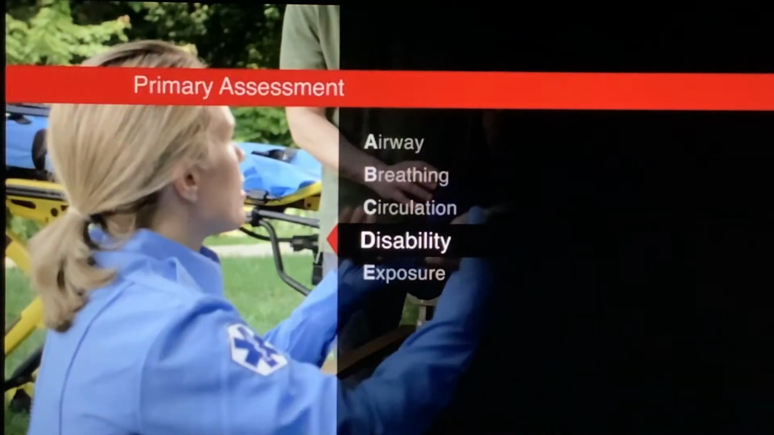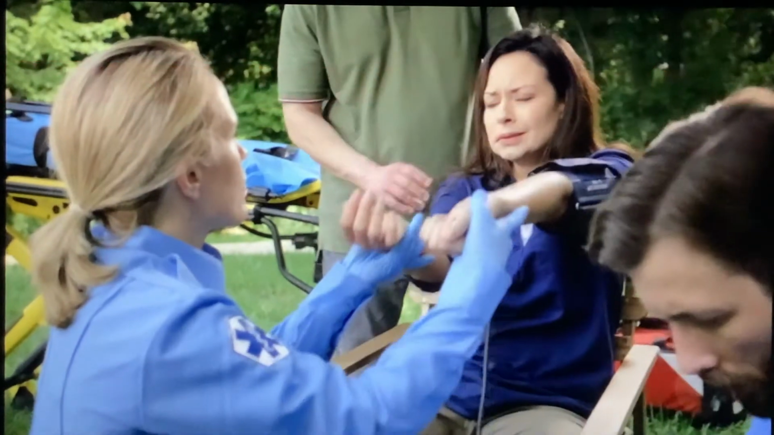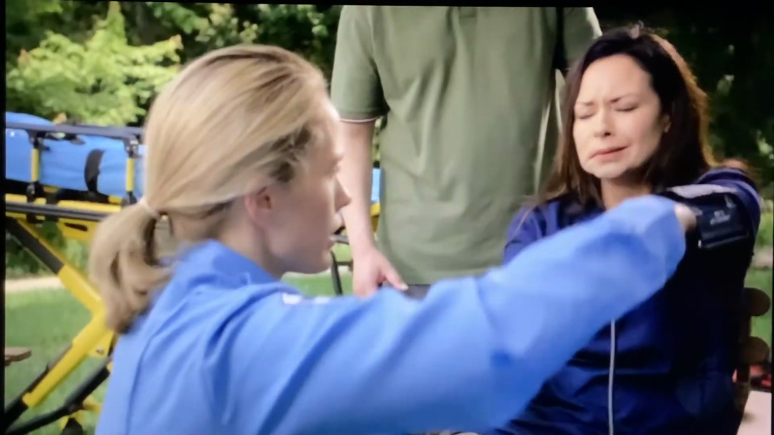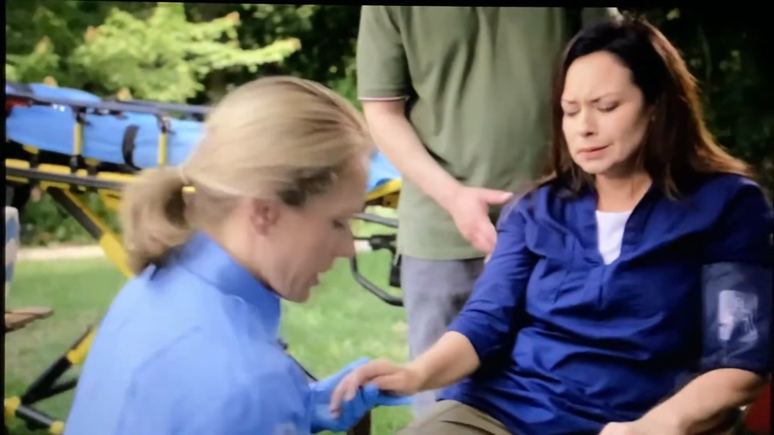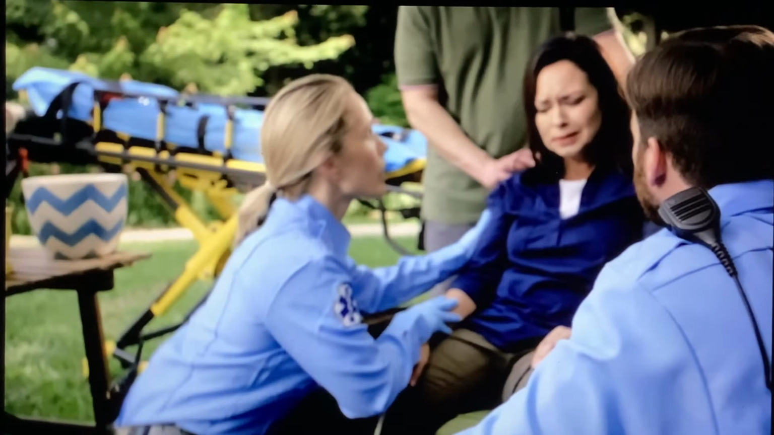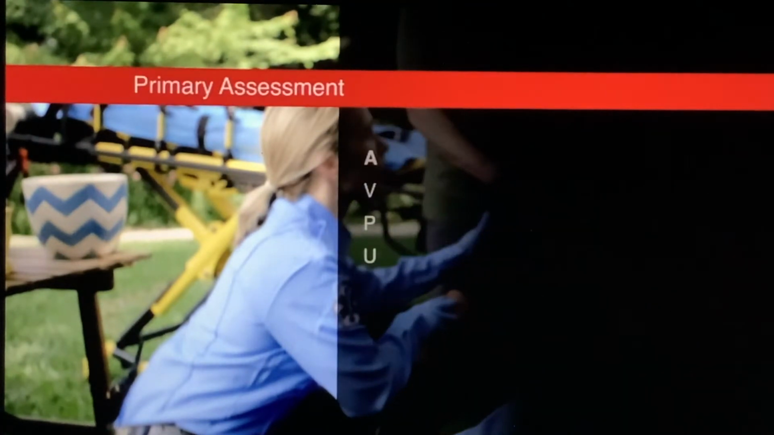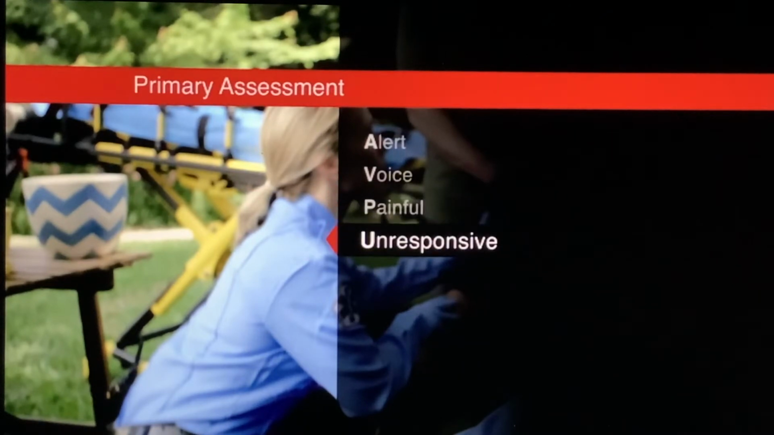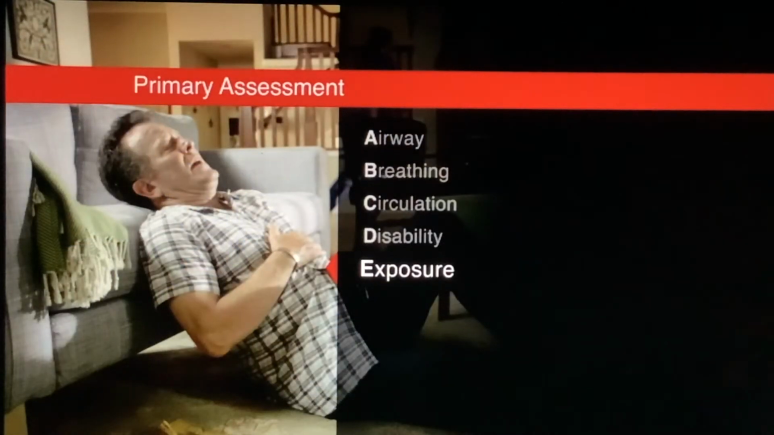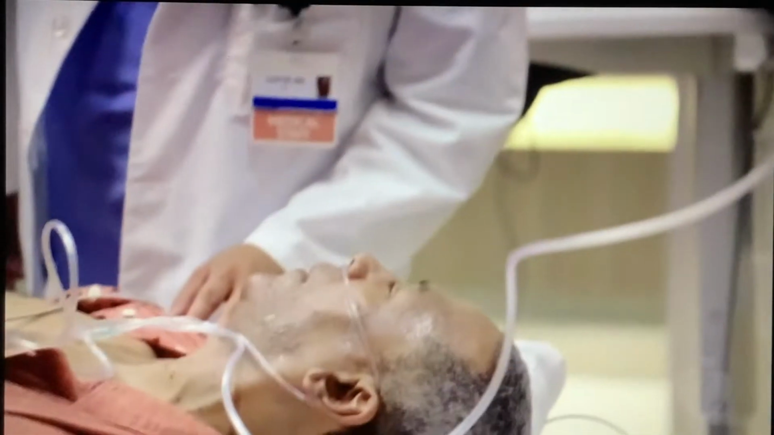D stands for disability. This involves checking for neurological function. Quickly assess for responsiveness, levels of consciousness, and pupil dilation. A quick tool that can be used to evaluate neurological status is AVPU: alert, voice, painful, and unresponsive. Finally, E involves exposing the patient. Remove clothing to perform a physical examination looking for obvious signs of trauma, bleeding, burns, unusual markings, or medical alert bracelets.